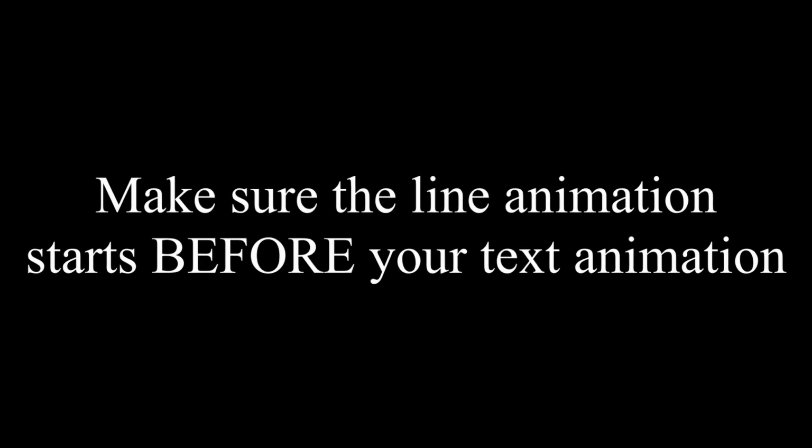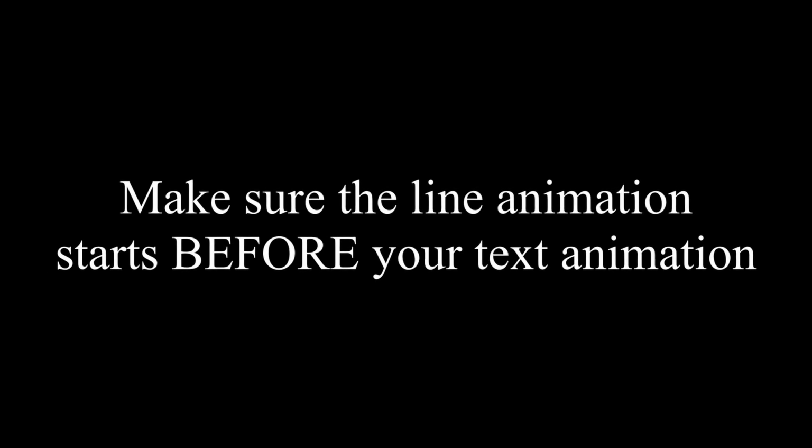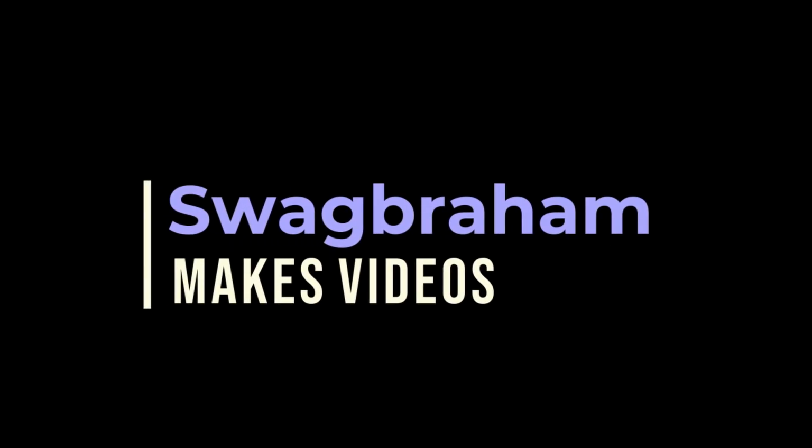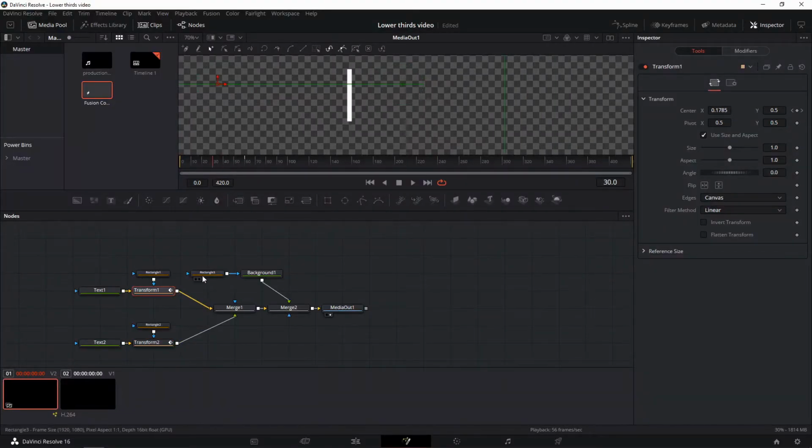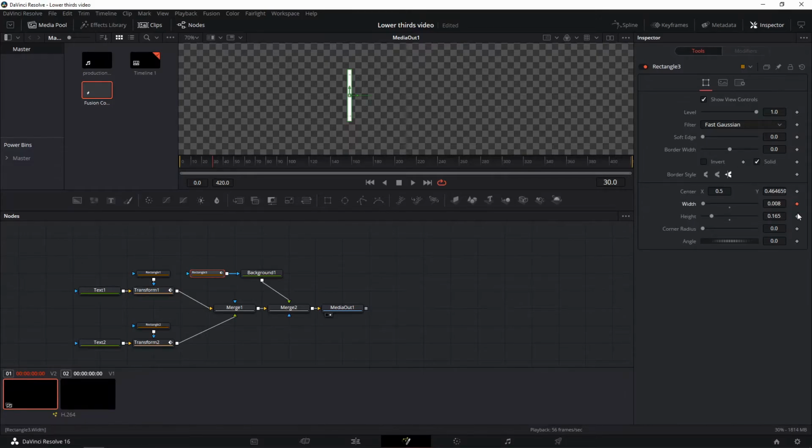First off, some timing tips. If you're going to make something like this, make sure you time your elements right. You want the line to animate in before the text, so your text looks like it's coming out of the white line. To do this, just end the animation of the white line at the beginning, 10 to 30 frames before the actual text flows in.